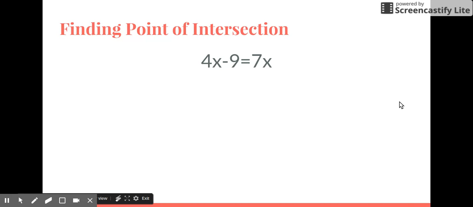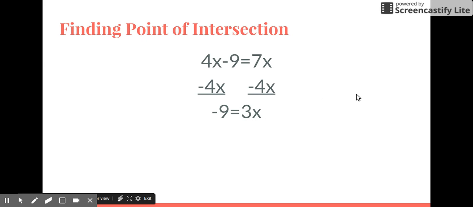So now all we need to do is solve for x. So we are going to get our x's together. We're going to subtract 4x from both sides. 4x minus 4x is just going to leave us 0x over here, so we're not even going to write it. And then we've got 7x minus 4x, so we end up with 3x on this side, and we still have our negative 9 over here.